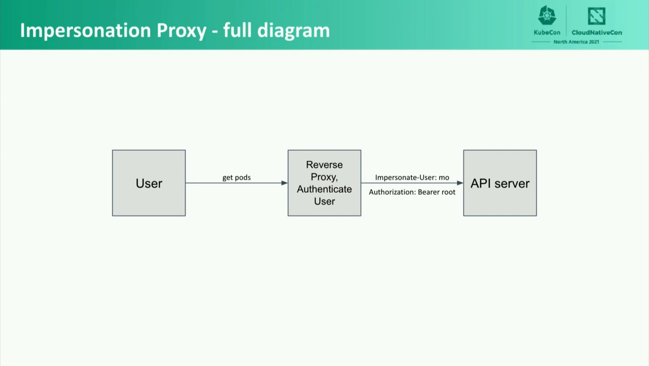So if we walk through a full example, you have a user, they're trying to get pods, they go to your reverse proxy, which authenticates them using whatever means they want to authenticate, and then it turns around and impersonates them on the back end to the real API server using its own root credentials while setting the impersonation headers.